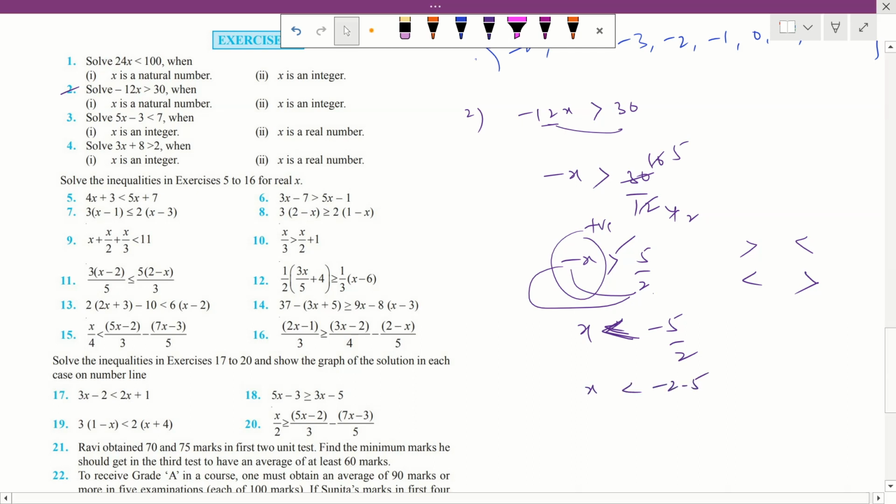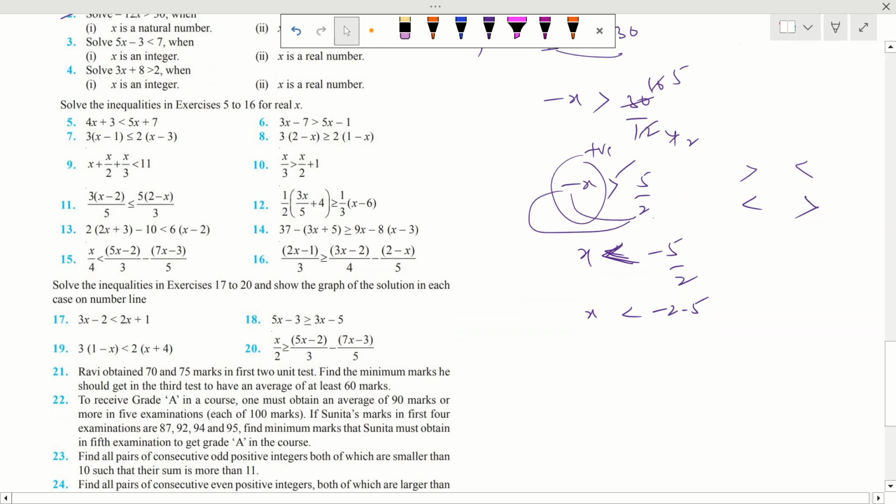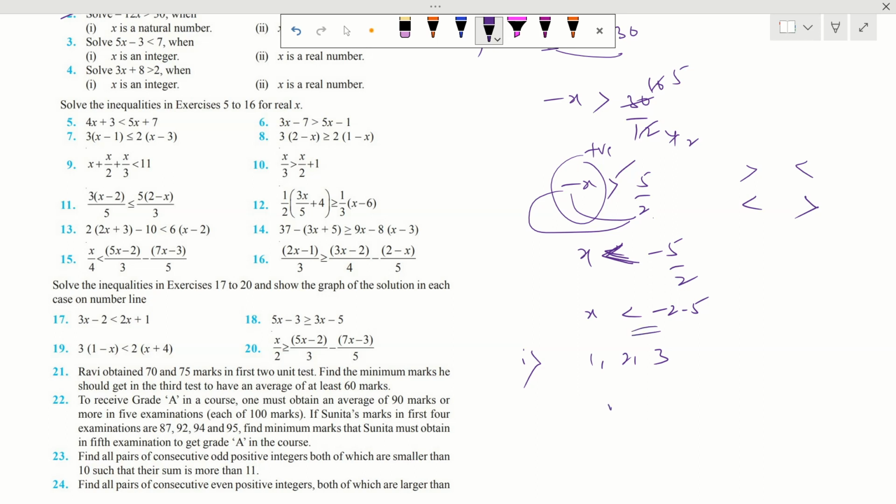For the first case, we need to find natural numbers. All natural numbers are positive numbers, 1, 2, 3, other than zero. So no natural numbers will satisfy this inequality, right? No natural numbers are less than minus 2.5.